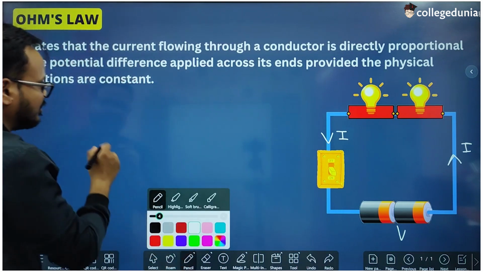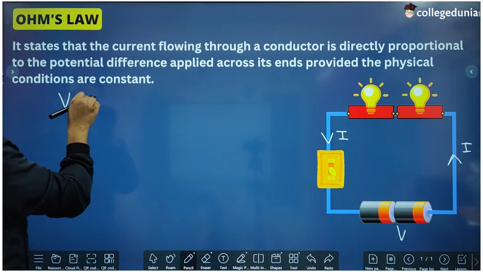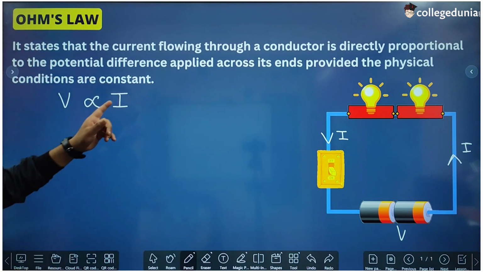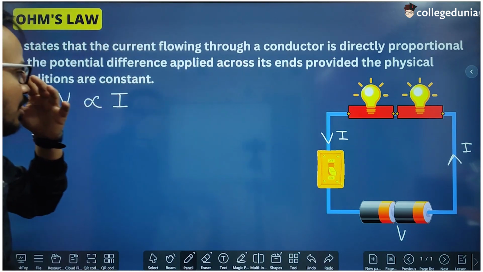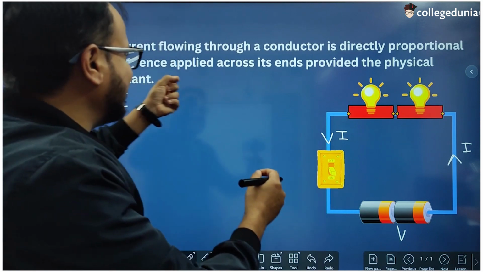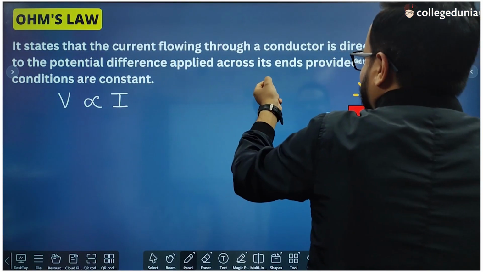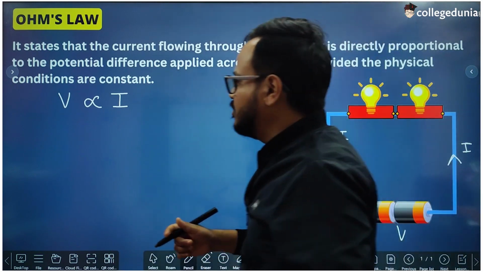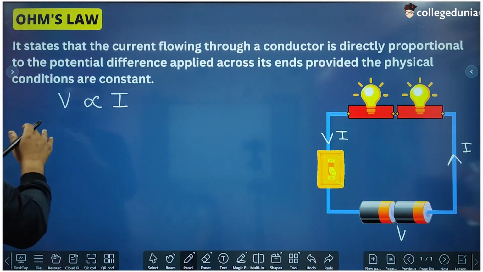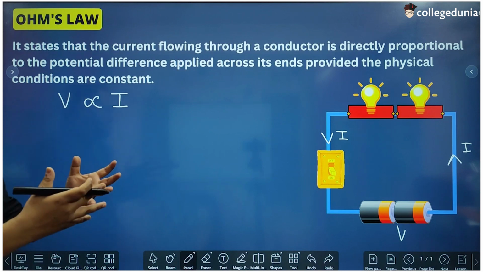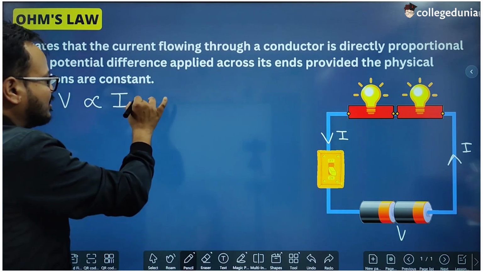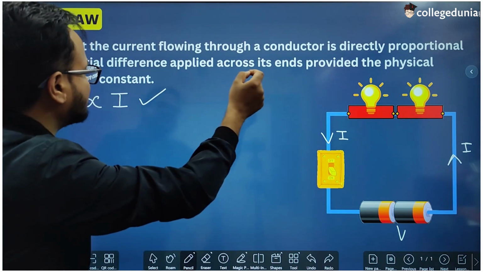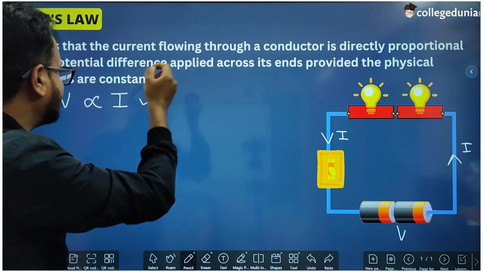What is the meaning of that thing? So first we will write V is proportional to I. We will discuss this shortly, right? Why this tail is present in this small definition, provided the physical conditions are constant. We are going to discuss that shortly. So V is proportional to I. So we are going to prove this law, and then we will understand why this last tail is there.